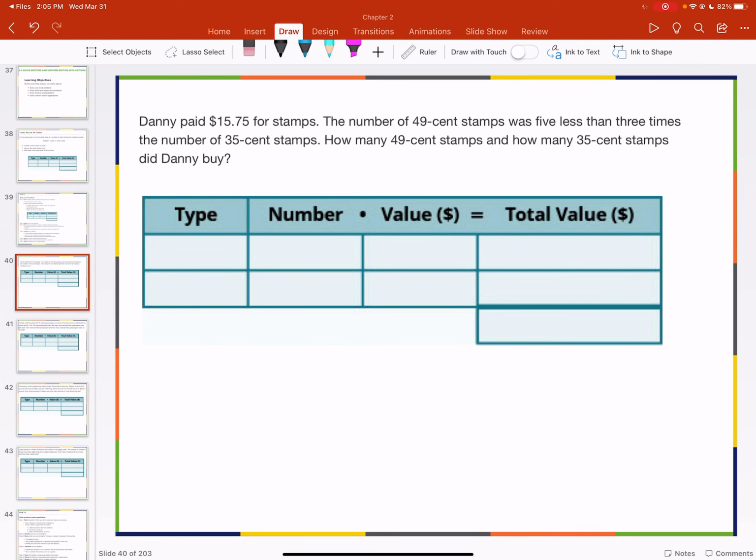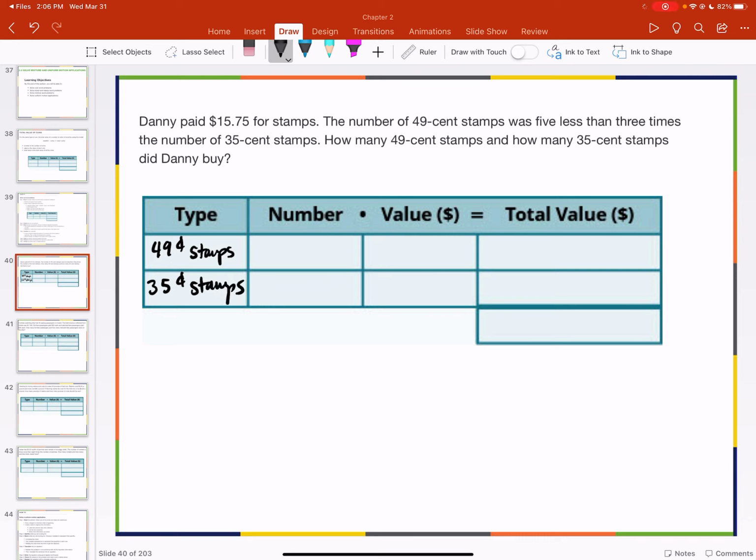We have Danny paid $15.75 for stamps. The number of 49-cent stamps was 5 less than 3 times the number of 35-cent stamps. How many 49-cent stamps and how many 35-cent stamps did Danny buy? So we have 2 types: 49-cent stamps, and then the 35-cent stamps.